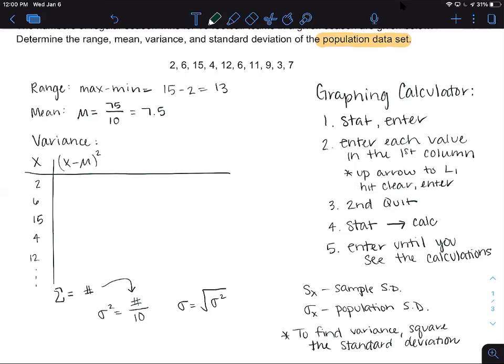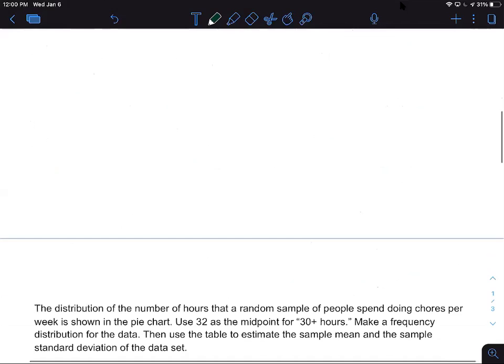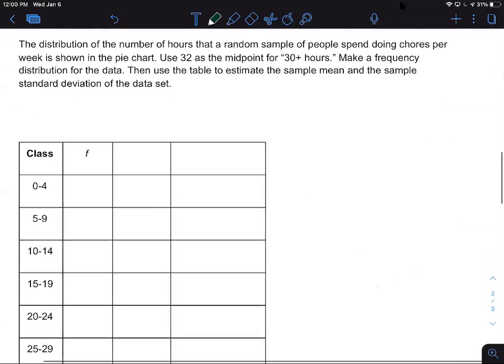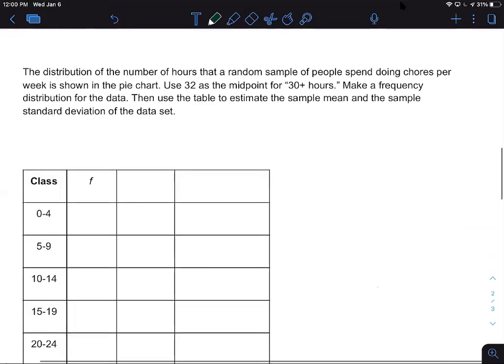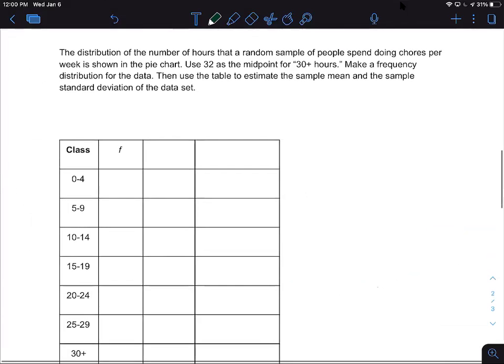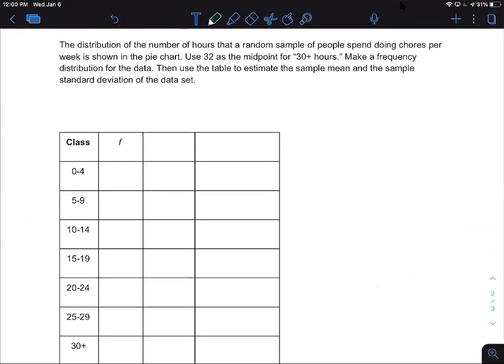Okay. Second example. So if we don't have a list of numbers, but instead we have a frequency distribution, this changes a little bit. It's going to be more like what we did the other day. And for some reason, the pie chart that came with this did not copy over in my notes. So let me find that document.